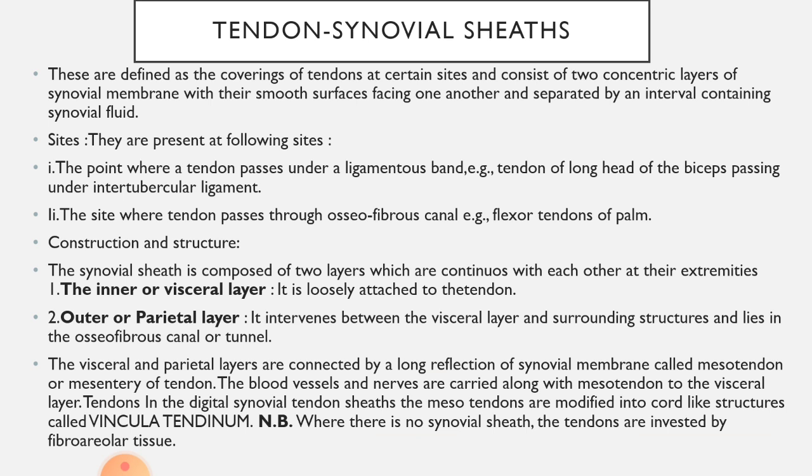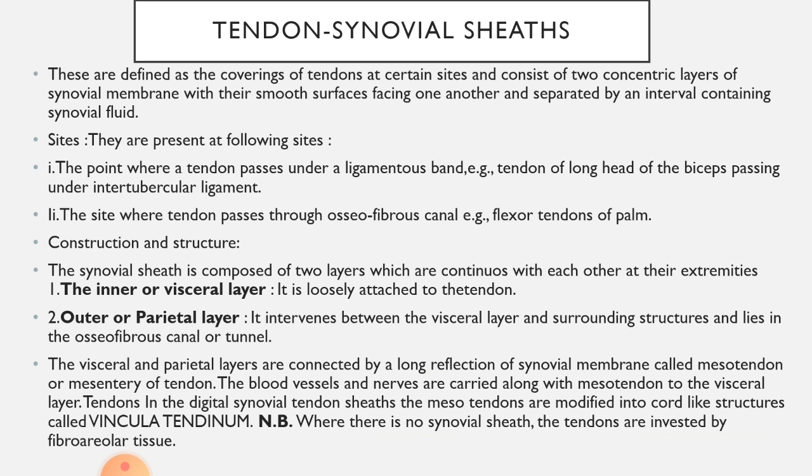The site can be the point where a tendon passes under a ligamentous band, for example the tendon of the long head of the biceps passing under the intertubercular ligament. Another site is where the tendon passes through an osteofibrous canal, for example the flexor tendons of the palm. We will see this example in our next slide.